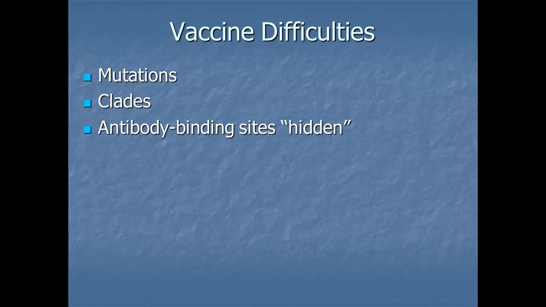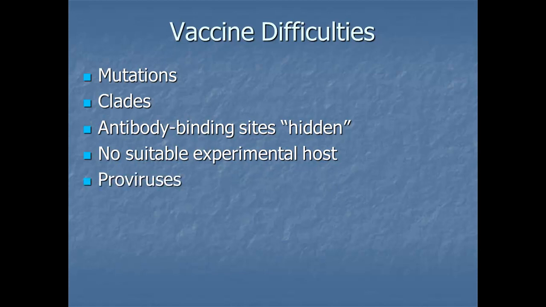So, what are some difficulties that we're having with creating a vaccine? Well, number one, that high mutation rate. It is consistently making mutations. The number of clades, we saw the number of clades that we are dealing with. Antibody binding sites are hidden, so they're inside of the cell. We have no suitable experimental host. We can't just inject humans and think that they're going to help us with this vaccine. Proviruses, remember that they incorporate themselves into the host DNA. And again, these viruses are latent.